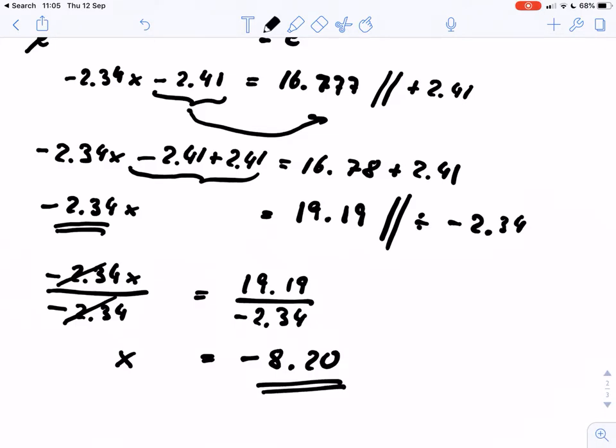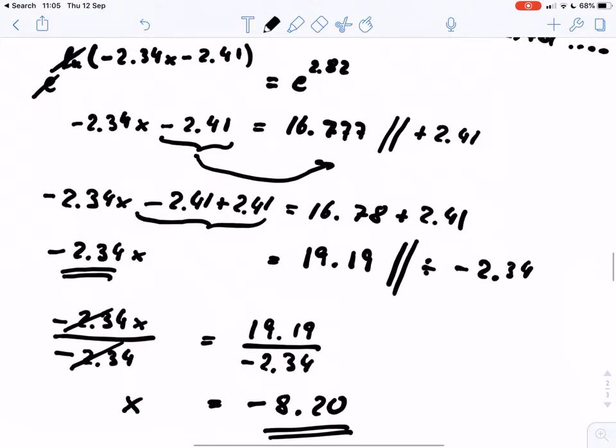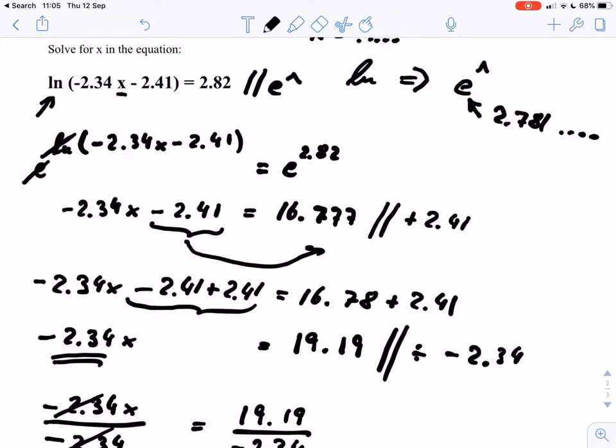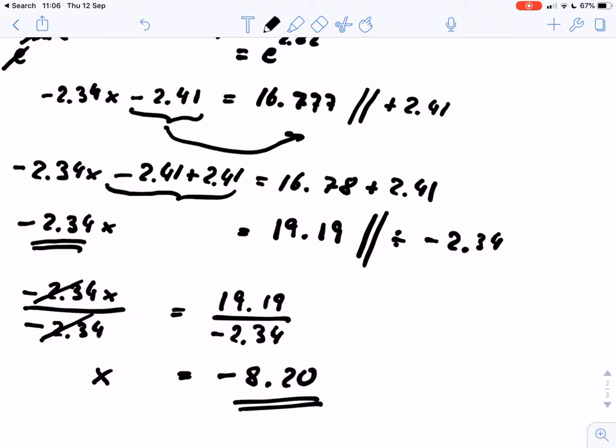So the last part, that was what we have done before. The interesting part was where we used to get rid of the ln by simply taking both sides of the equation e to the power of, and e and ln are inverse mathematical operations which cancel each other out. So I hope this makes sense, and thank you very much for watching.